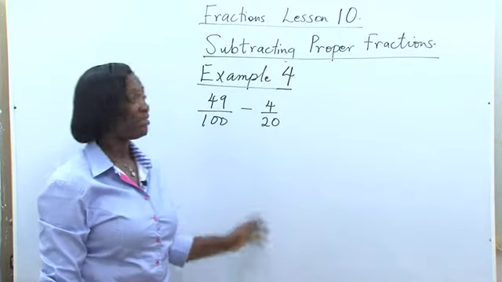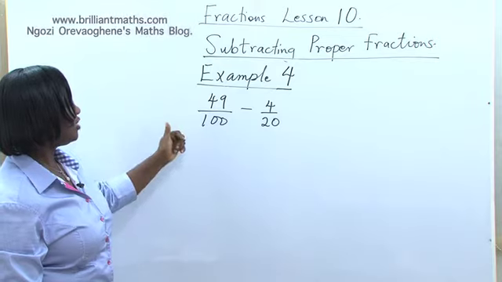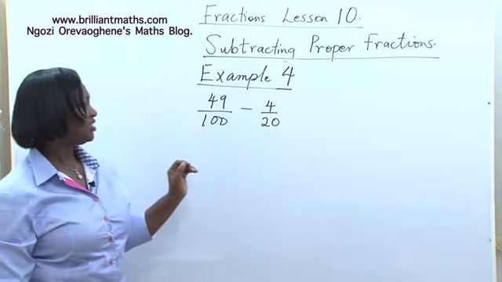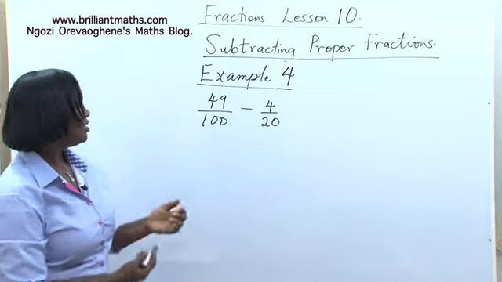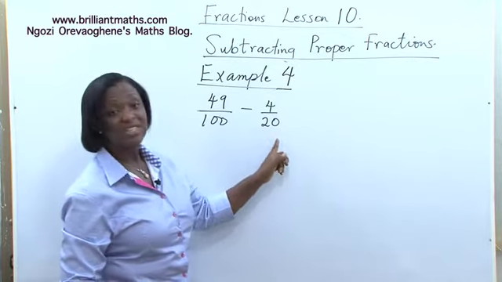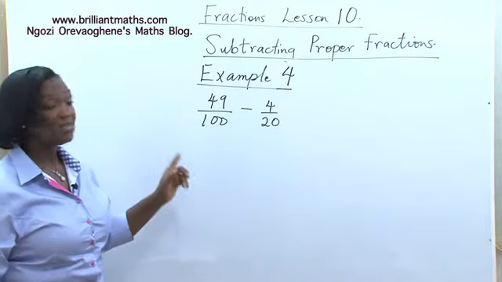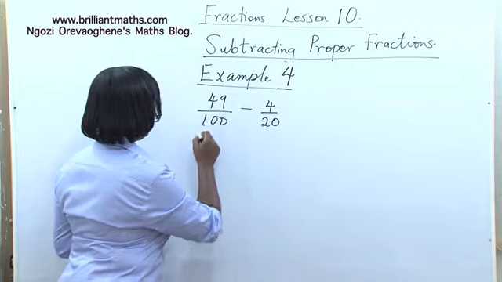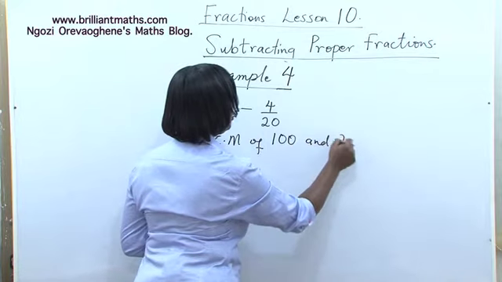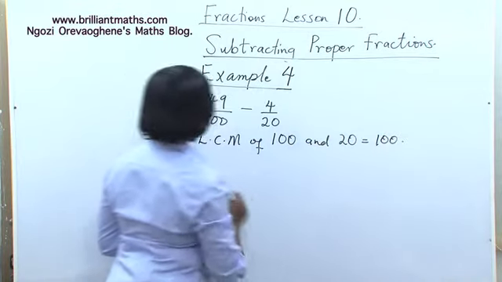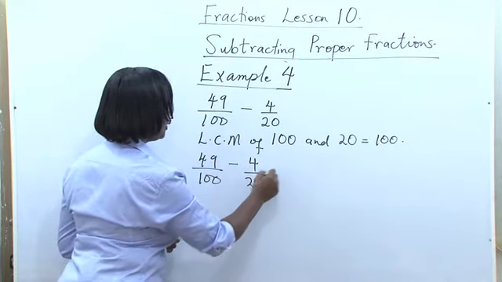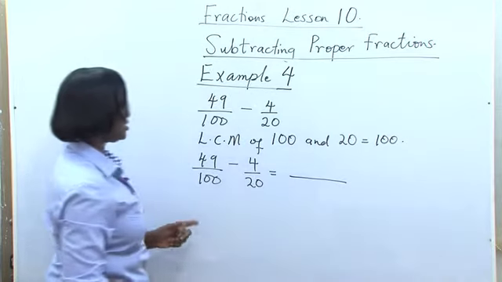Let's try another one. Example 4. 49 over 100 take away 4 over 20. The numbers look very large, but it's actually very easy. What's the LCM of 100 and 20? There are 5 20s in 100. So the LCM is actually 100. LCM of 100 and 20 equals 100. So 49 over 100, take away 4 over 20 becomes, we write it as a fraction with a denominator of 100.